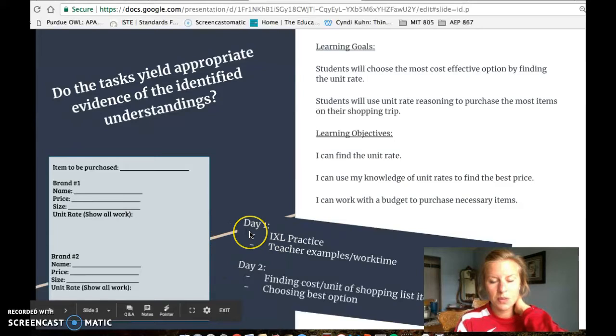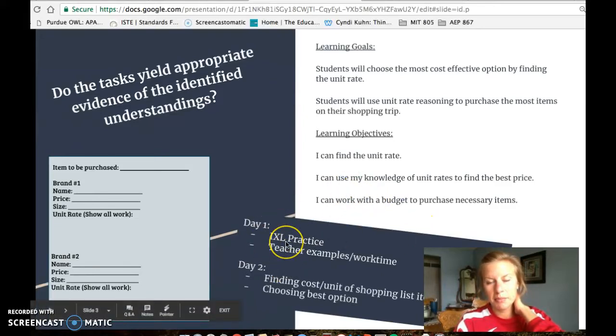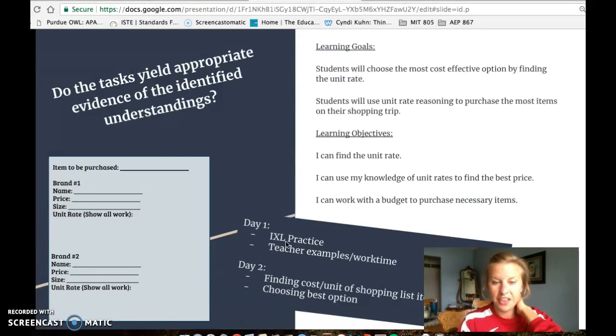If I think back to day one, some tasks that help students meet those goals: IXL practice. For those of you that aren't aware of what IXL is, it's an online program where you can choose from a variety of skills for any subject. So in math, I can specifically choose the skill that addresses the tasks we're working on, and it provides practice and feedback too. So I felt that that was one way that we identified the understanding there.